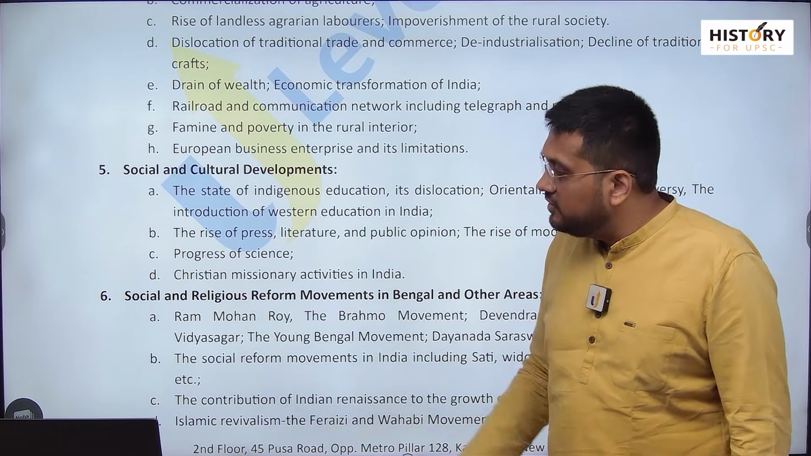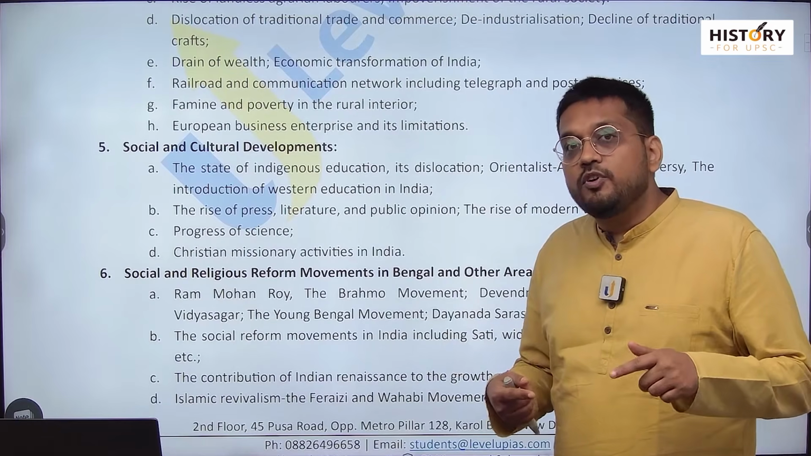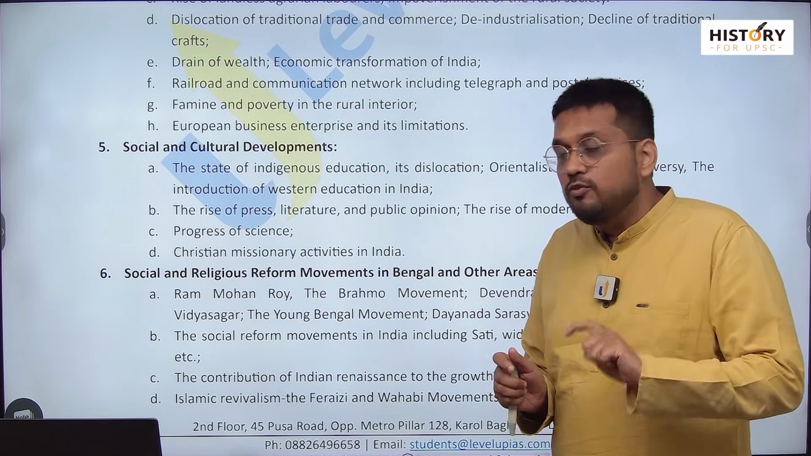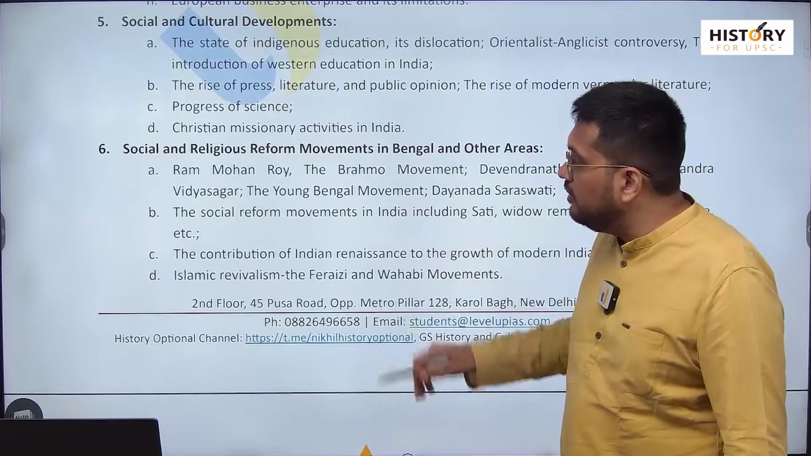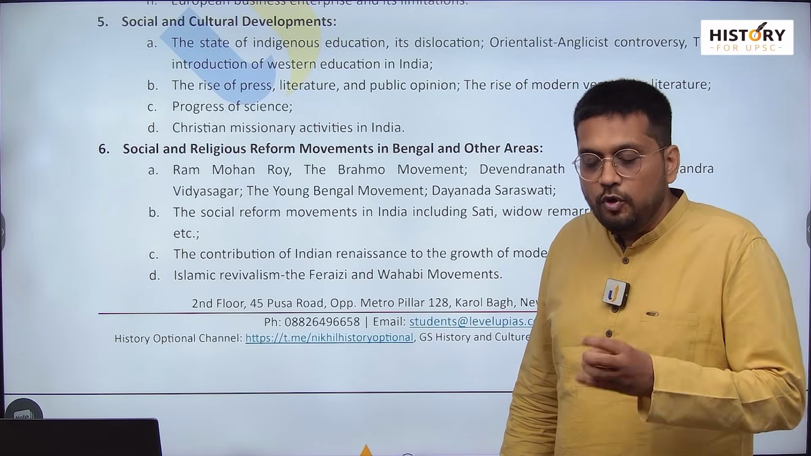Now, once this part is done, we enter the second part. The second part is how Indians are responding. So same kahani from Indian side now. How Indians are responding to those changes. And the first response comes through obviously socio-cultural, socio-religious movement. Politically, we were weak.